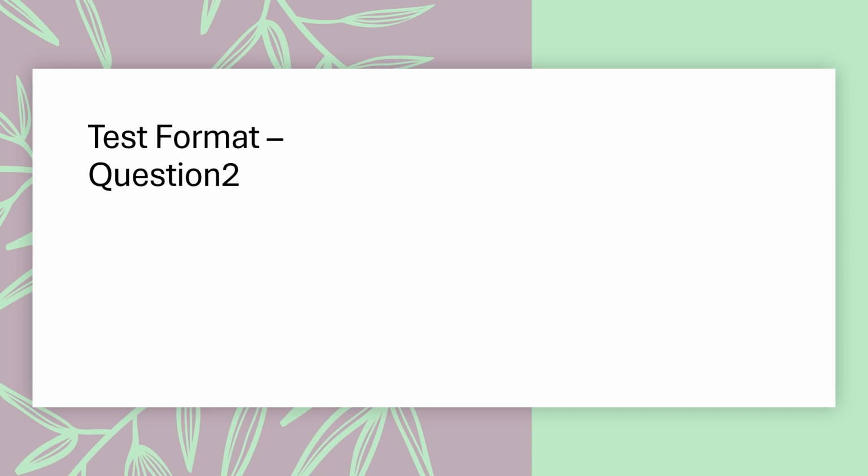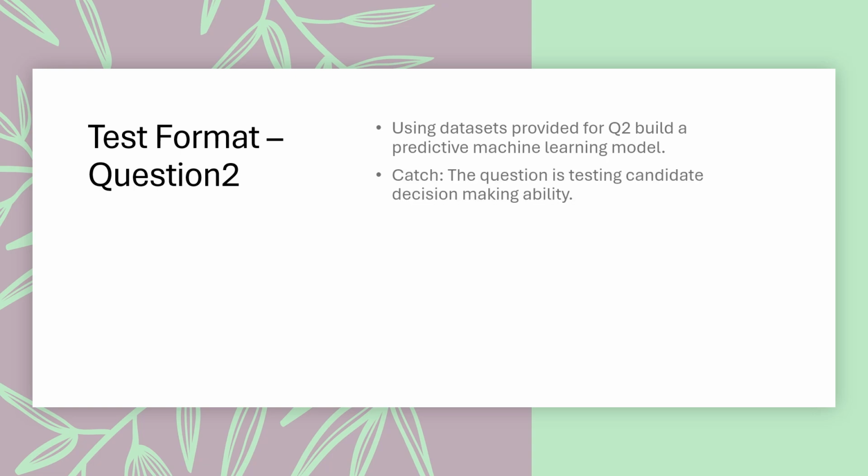Now, let's discuss question 2. In this question, the instructions said to build a predictive machine learning model using datasets provided specific to this question. There were two CSV files. One file had training data and the other file had the test data. But the question had a trick. It was not specified whether to build a classification or a regression model on the dataset. If this information was clear, the question would have been easy to complete in less time by using the existing model packages, but this was not the case.